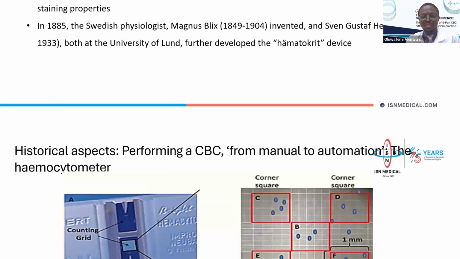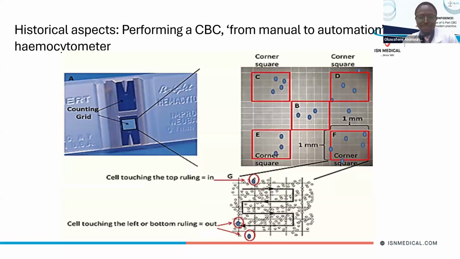So this is just a picture to show us the hemocytometer, the Neubauer counting chamber, as many of us may remember. Maybe some of us used it. It's just of historical importance. You will not find this used in practice anymore. Anybody that is using this belongs to the Stone Age.